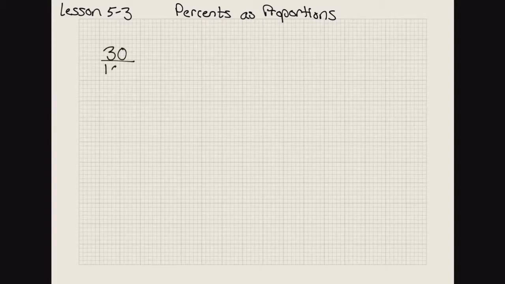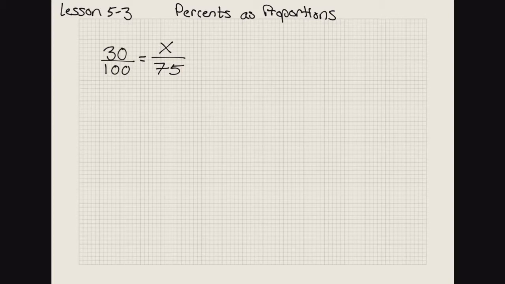Lesson 5-3 is a continuation of our study on percents, except that today we're going to look at percents as proportions. If you look at just the proportions we'd be looking at, you could solve these no problem, okay? So for instance, I gave you 3 examples on the board, and they are 30 over 100 equals x over 75.